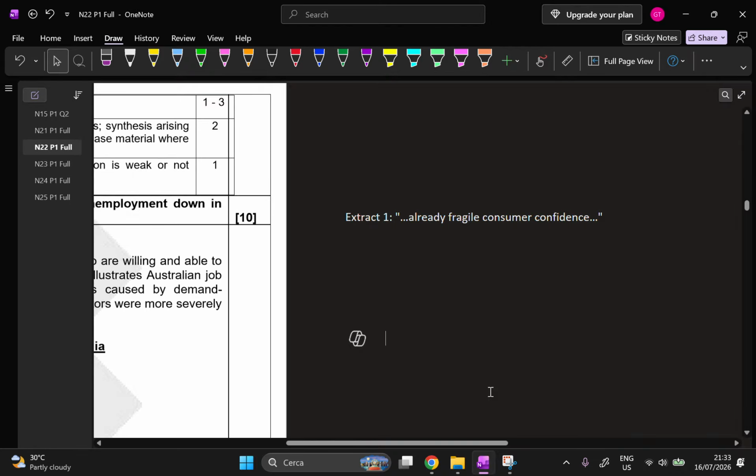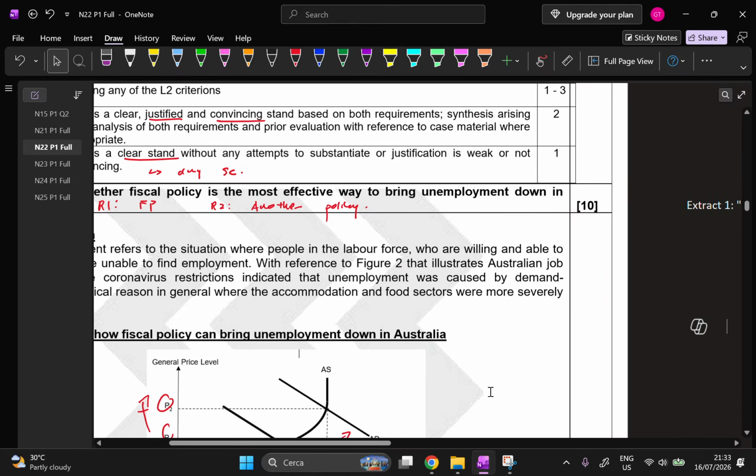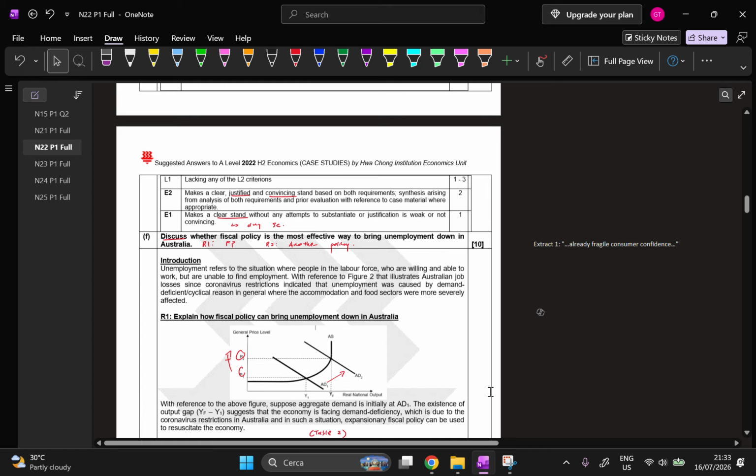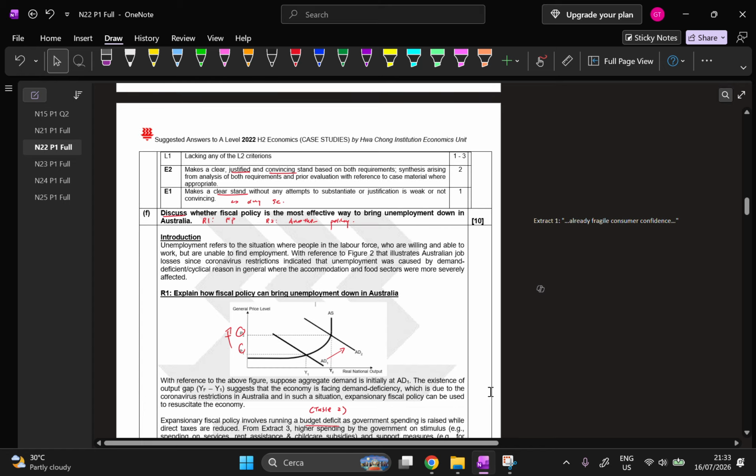No matter how much subsidies I provide to childcare, to what else in the extracts did they say they're providing subsidies for? Stimulus and support measures, rent assistance, childcare subsidies. If consumer confidence is already very, very low, I don't want to buy. No matter how many subsidies you give me, I also won't want to buy, right? That's the most relevant IEV to the case context.